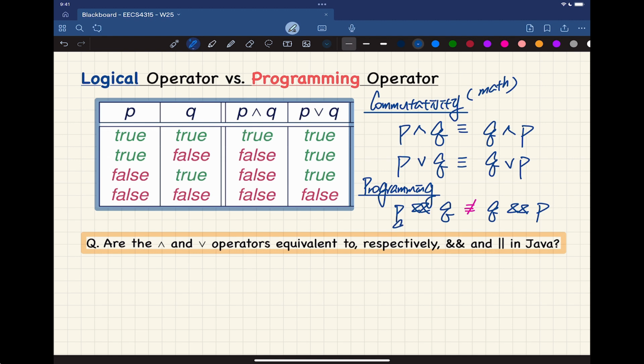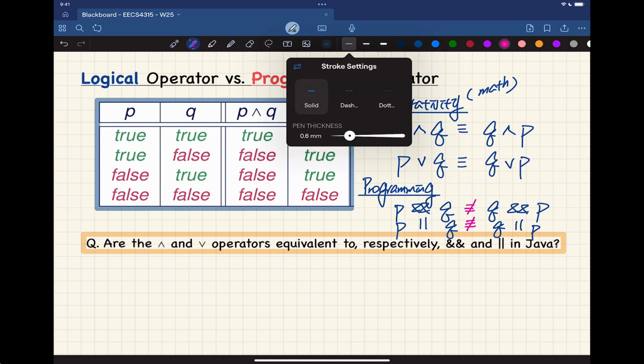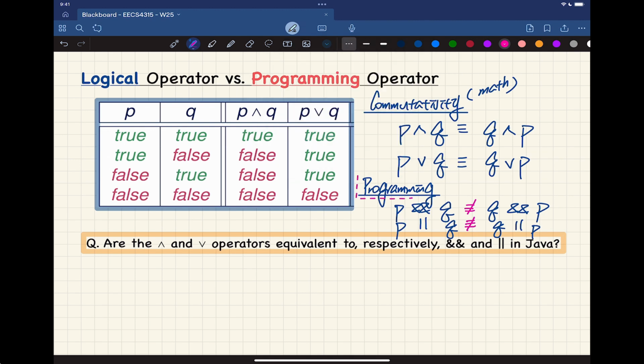Also, P or Q and Q or P are also not equivalent in general. Let me talk a little bit more about this part here. As for programming, let me elaborate a little bit more.